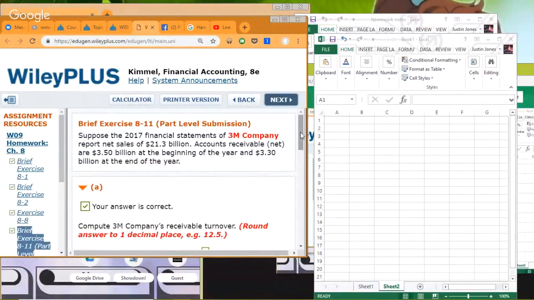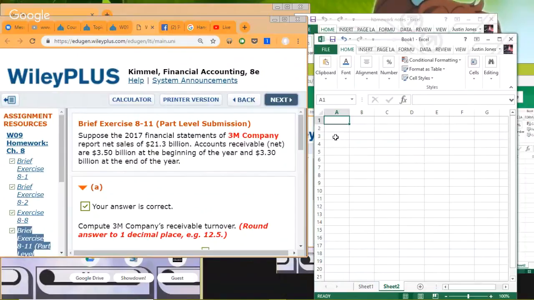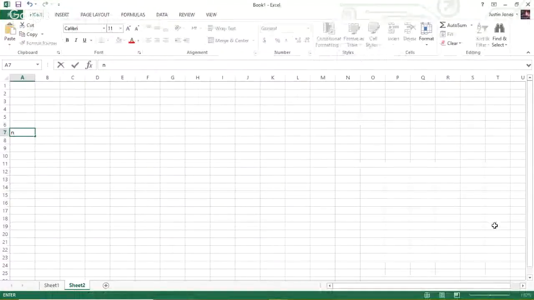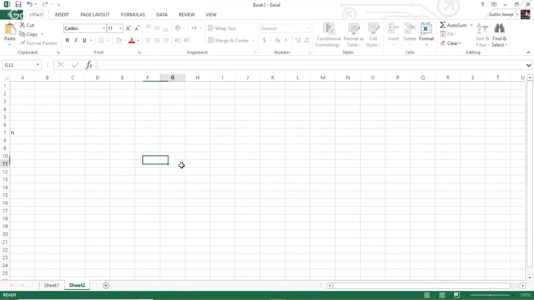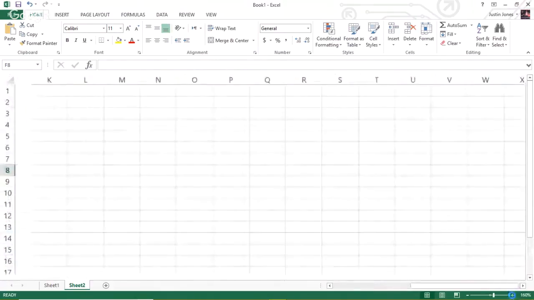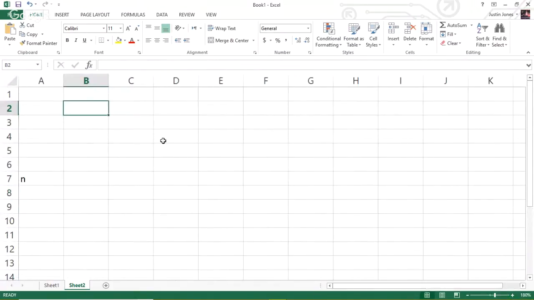Now the receivables turnover is, hold on, let me make this a little bigger. Anyway, I believe it's, oh, come on, why aren't you zooming in? There we go. Yeah, that's a lot better. Sorry about that.